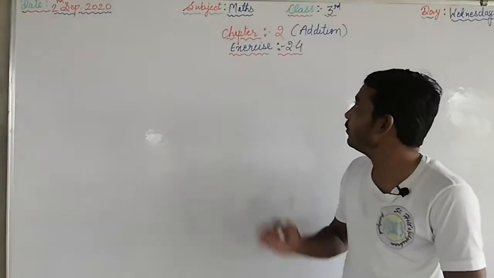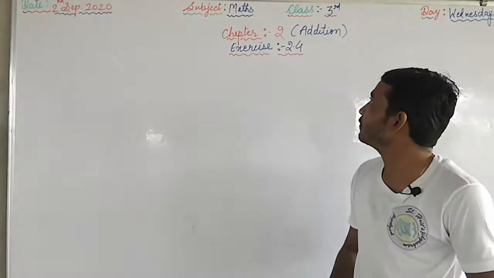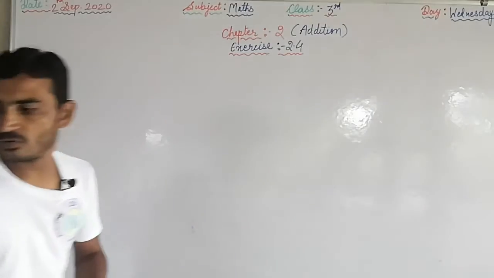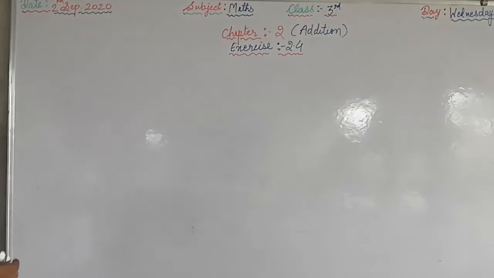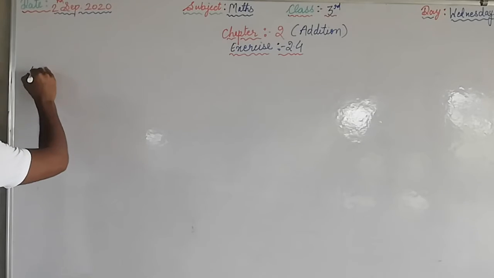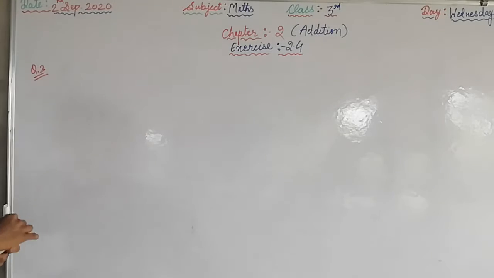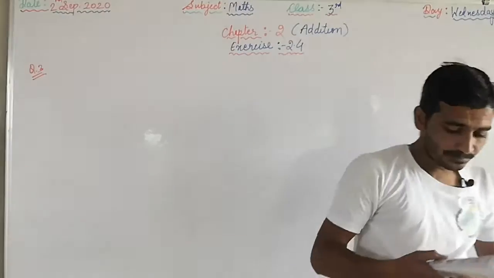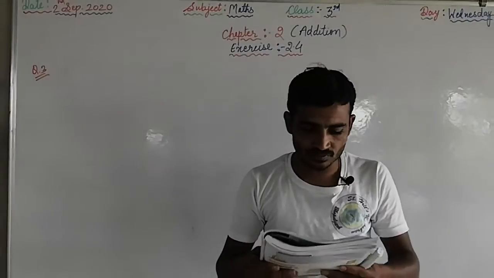We are just going to continue our exercise 2.4 of chapter 2, that is addition, and we are going to discuss question number 3rd and question number 4th. See the question number 3rd of exercise 2.4, that is on page number 40 in your book. First we read out the questions.